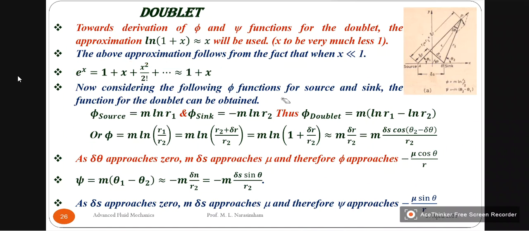Now, considering the following 5 functions for source and sink, the function for the doublet can be obtained. Now, what is the expression for phi of source? M log R1.